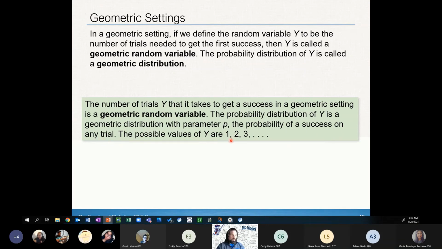Possible values of y are 1, 2, 3, and so on. There's technically no end point for the possible values. It could go up through 100, 1,000, 2,000. It depends on what's going on. We can't necessarily rule out any large value at this point.